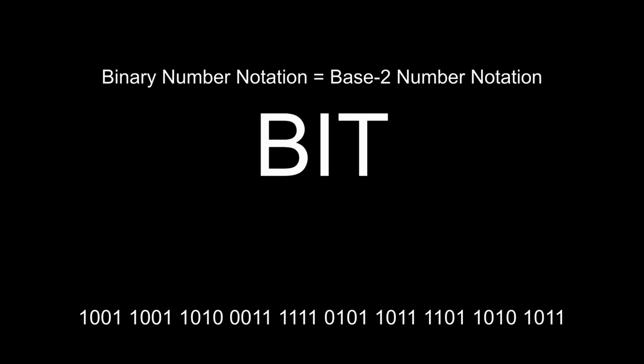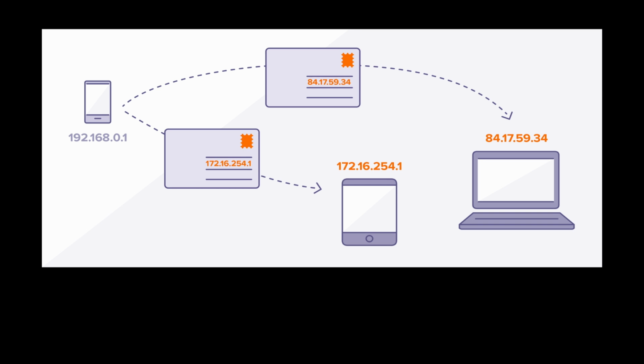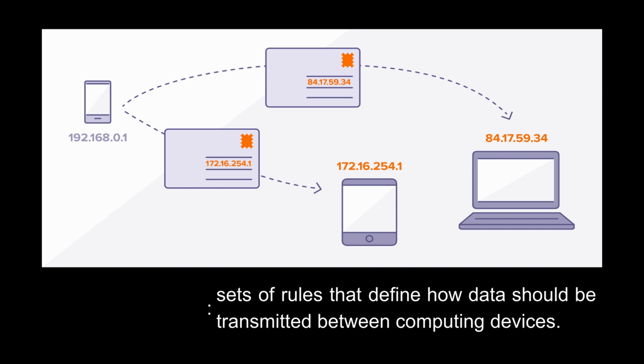In the computing world, we use binary number notation, also known as the base 2 number notation. Each digit is called a bit and can only store the value of 0 or 1. 8 bits grouped together are called a byte. Each byte can store one character. With bits and bytes, computing devices can send signals to each other as long as they follow certain sets of rules that define how data should be transmitted between computing devices. These rules are called Internet protocols and are also known as IPs.